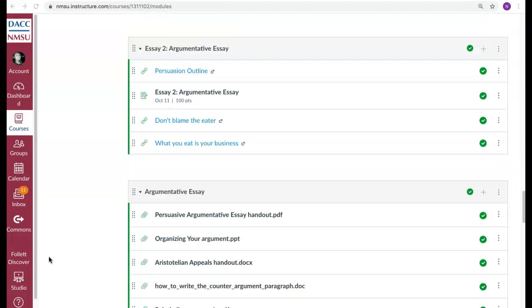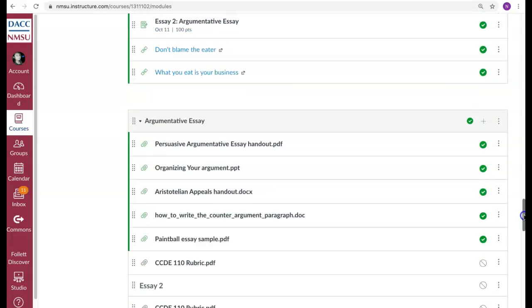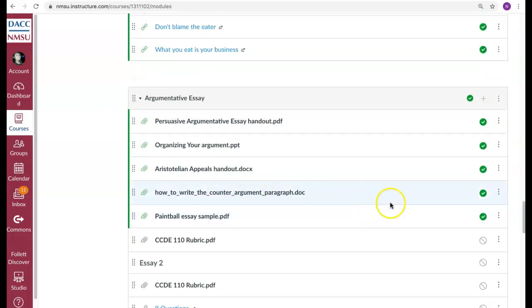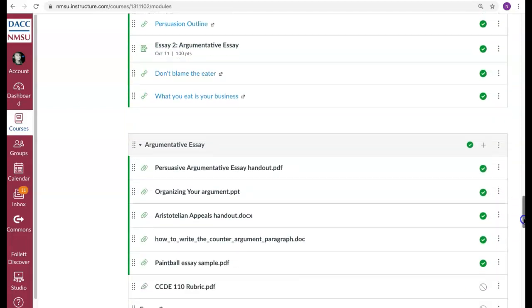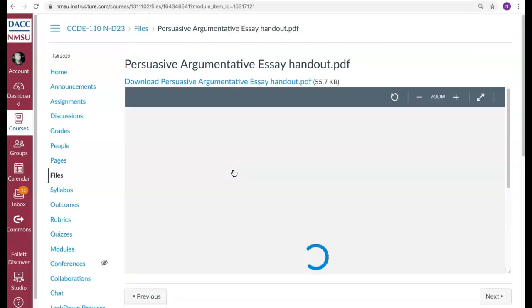So let's go ahead and talk about the structure of the essay. Keeping in mind that we are still focusing on modules, this right here tells you what the instructions are for the essay, and these two are the readings. But if you look at the argumentative essay module, that has a little bit more information like I mentioned before. If we click on persuasive argumentative essay, it tells you how you should structure your essay.